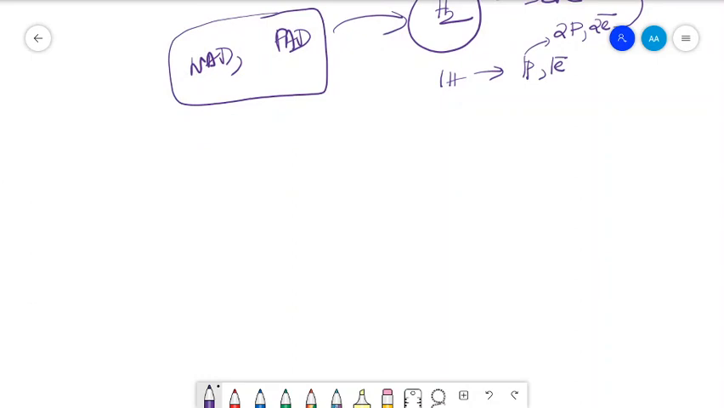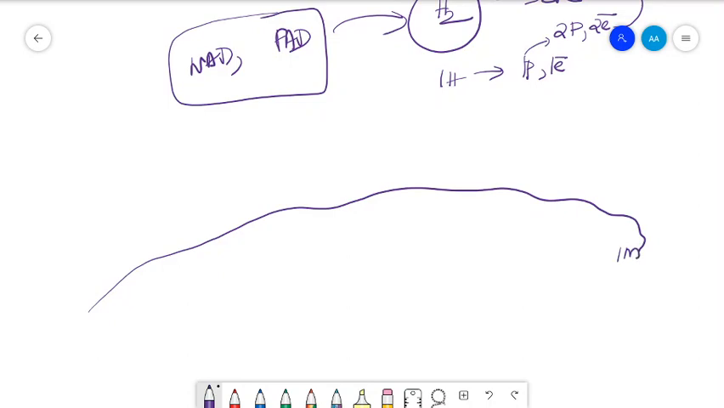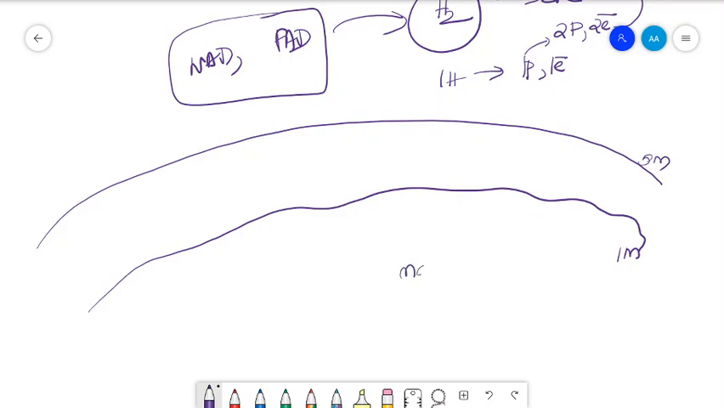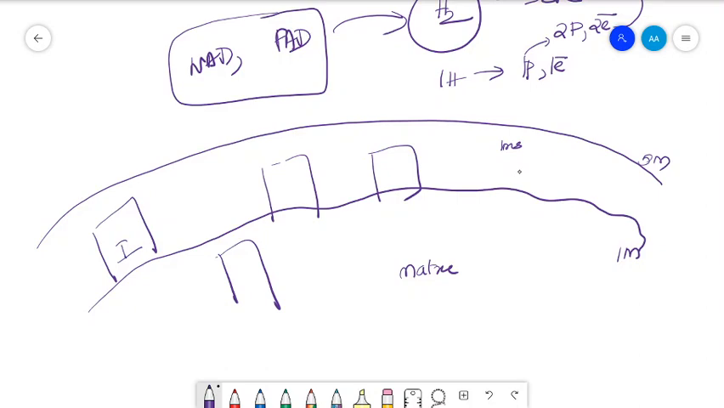Now we can see the 4 large protein complexes. Consider this as the inner mitochondrial membrane of the mitochondria, this the outer mitochondrial membrane, this the mitochondrial matrix, and this the intermembrane space. We have 4 large protein complexes: complex 1, complex 2, complex 3, complex 4, and one ATP synthesizing complex, that is complex 5. This has 2 subunits, F0 and F1. Now let's see what happens in each of these complexes.